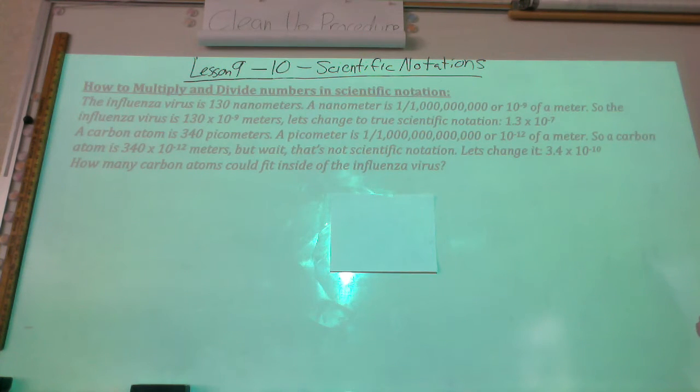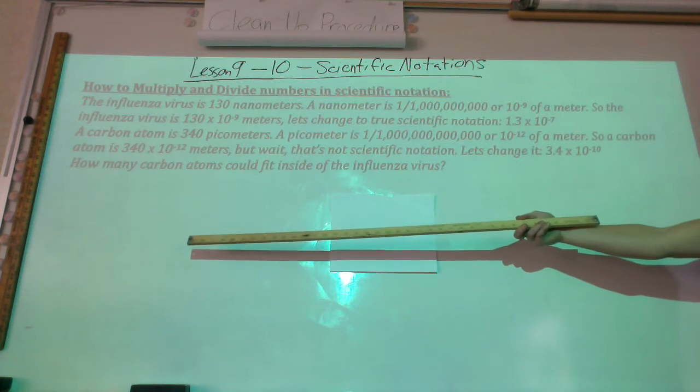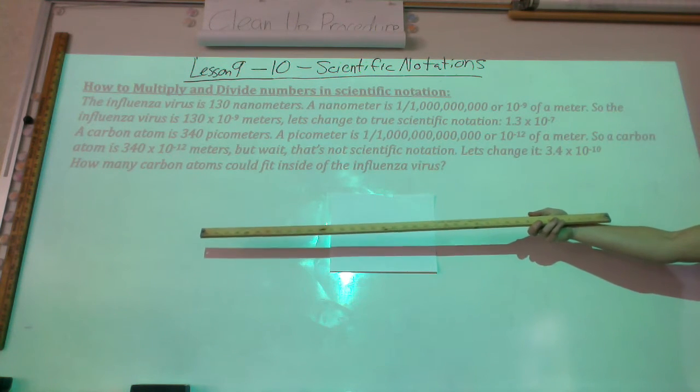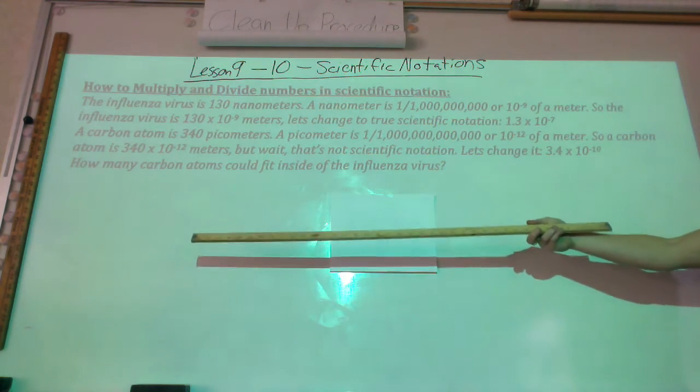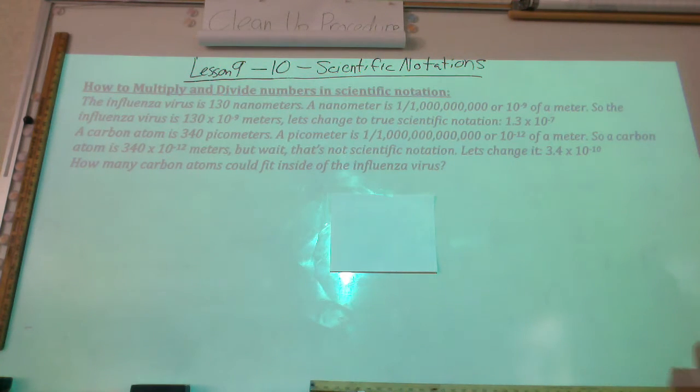So the influenza virus is 130 nanometers. A nanometer is one of, what number is that? 1,000, million, billion. So 1/1,000,000,000th, or 10 to the -9th of a meter. Remember, this is a meter. So a nanometer is 1/1,000,000,000th of this. So the influenza virus is 130 times 10 to a -9 meters.